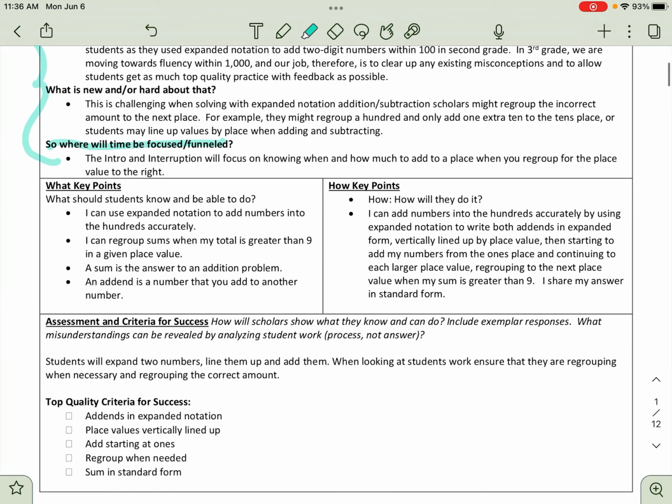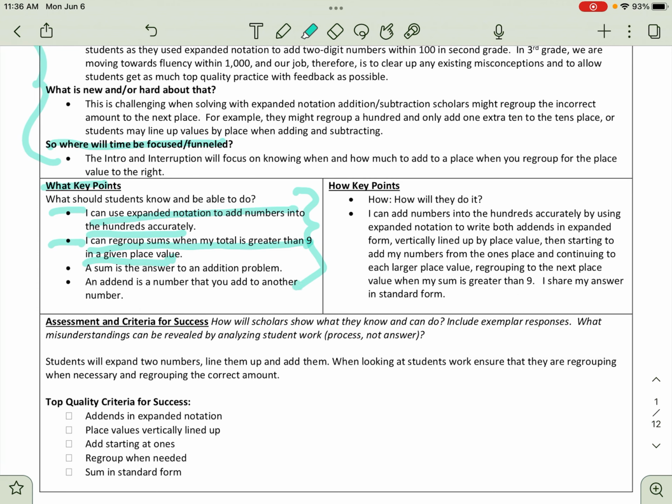Moving right along, we have the key points. And what I like is that a lot of the key points are in I can statements, which gives the power to students to say, I can use expanded notation to add numbers into the hundreds accurately. I can regroup sums when my total is greater than 9 in a given place. And then a sum is the answer to an addition problem. An addend is a number that you add to another number. So this is what students need to know and be able to accomplish at the end of the lesson.